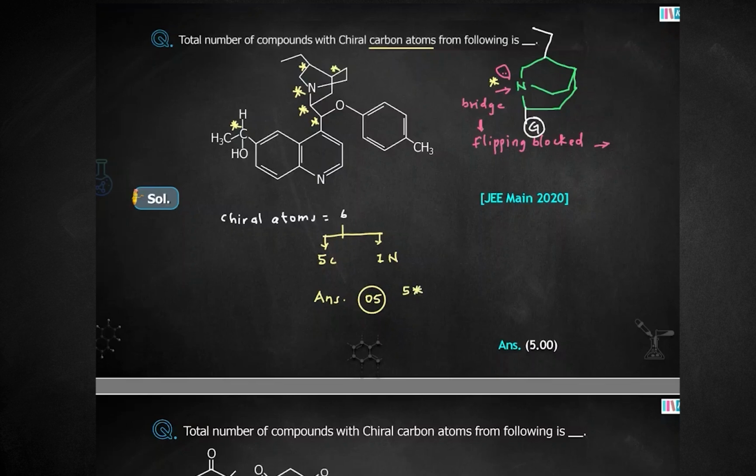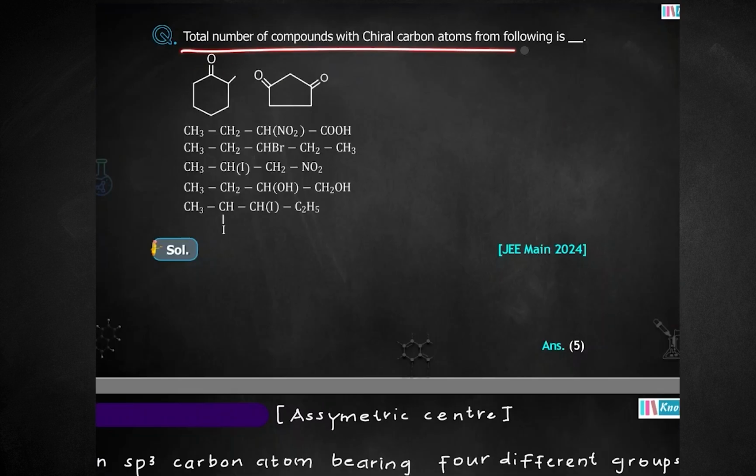So this is a very important question. I hope it is very clear to you right now. Clear? Now this question is from 2024. Total number of compounds with chiral carbon atom. Carbon atom, again chiral carbon atom. Okay, now I am directly writing the chiral centers here. Now I hope you're capable of finding the chiral centers in simple molecules.